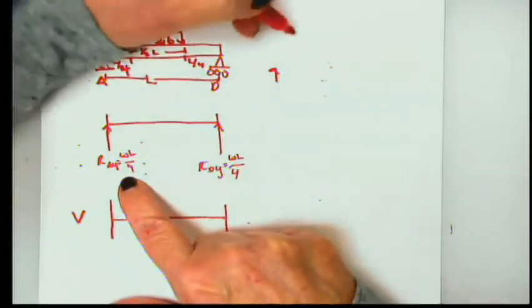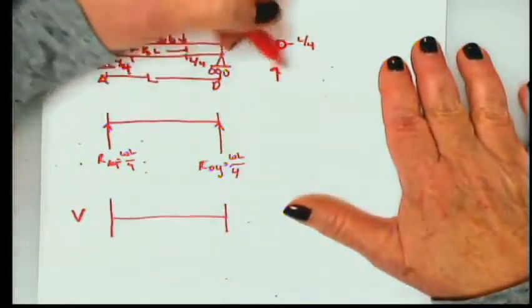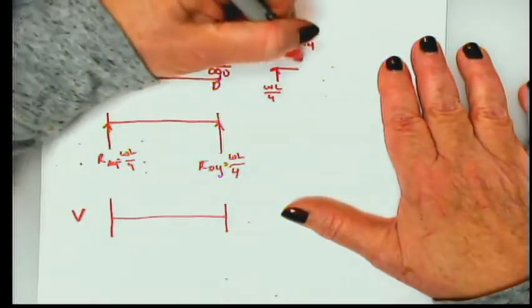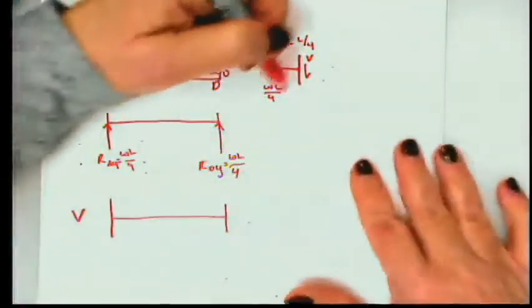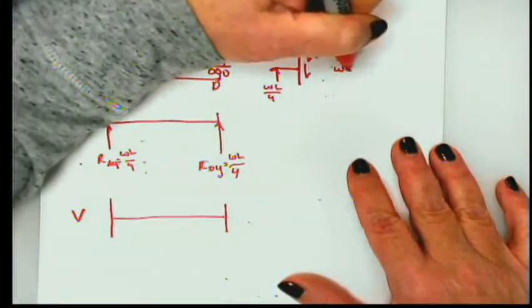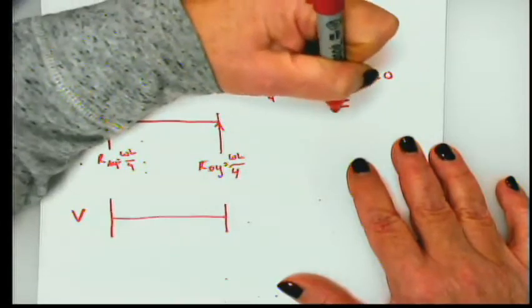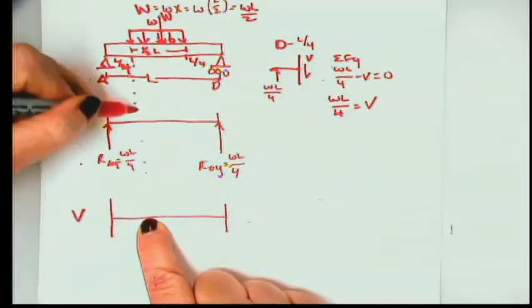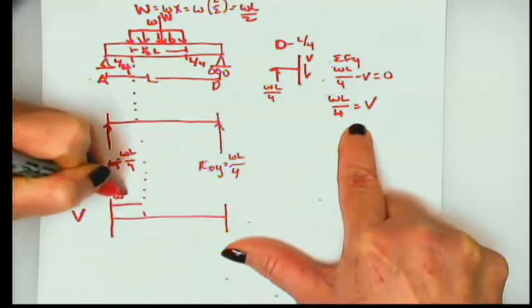So here's my shear. Let's look at this. From 0 to L over 4, from here to here, we have a single load of wL over 4 acting up. And when we cut and we put V like this, that's all we have from here to here. So that means we have, the summation of forces in Y, wL over 4 minus V equals 0. wL over 4 equals V. So that means from here to here, this is positive, and its value is going to be wL over 4.